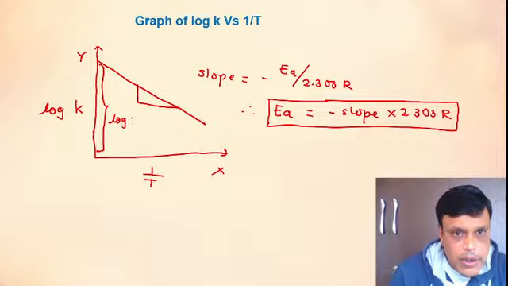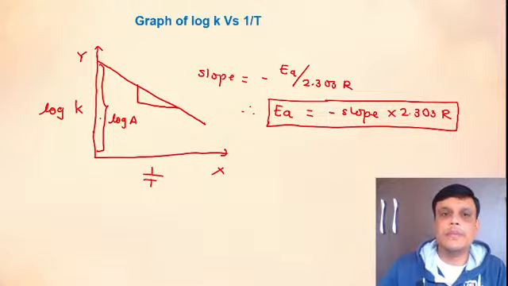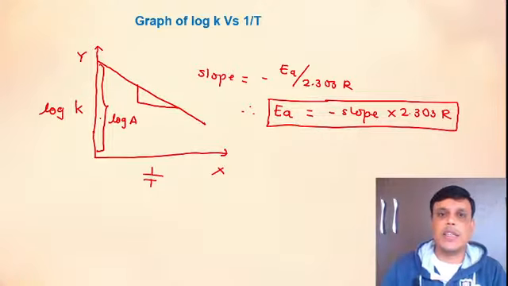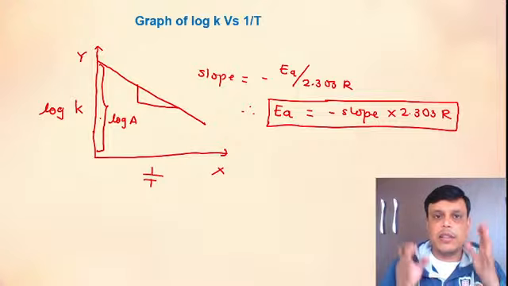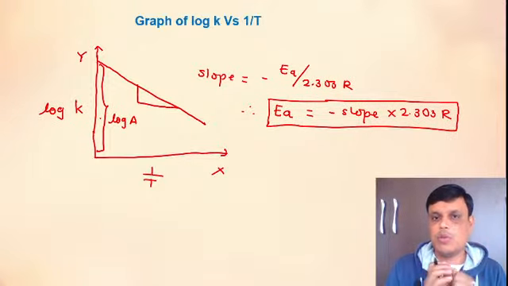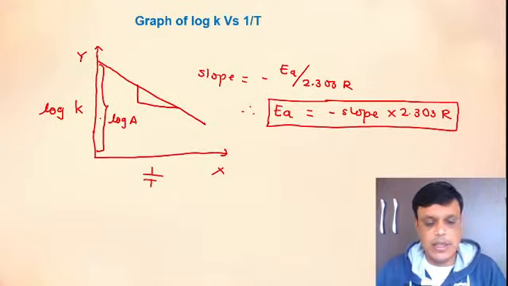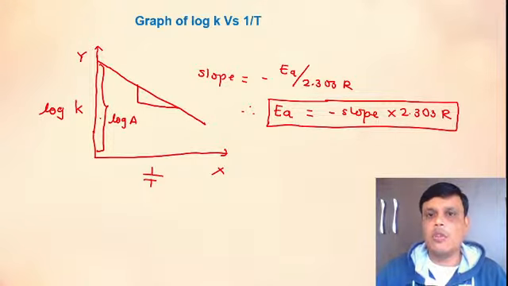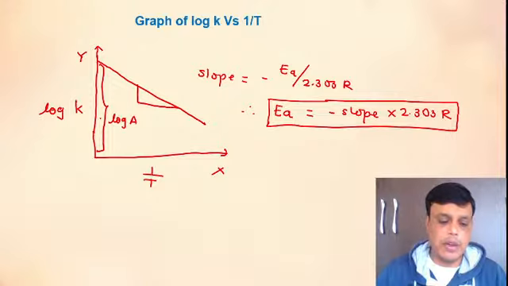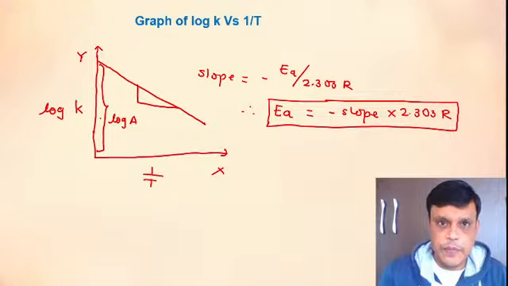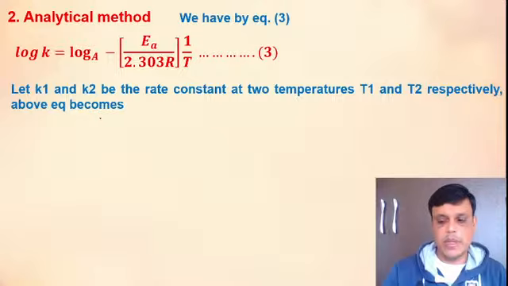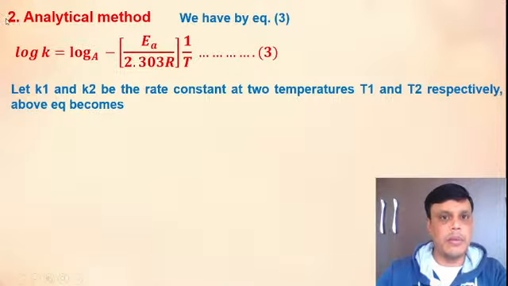So this is our intercept. This is our first method, called the graphical method. By plotting the graph of log K versus 1 by T, you can find out the slope, and by using the slope you can find out the energy of activation. Now we will see the second method, the analytical method.